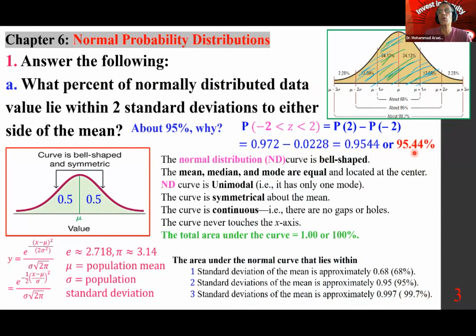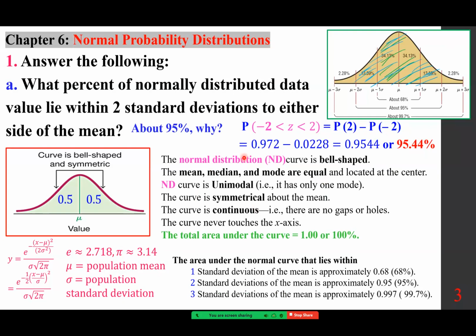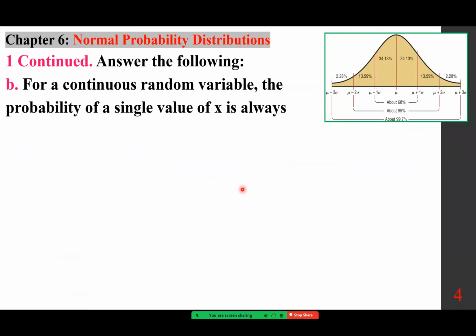It's about 95%, but more precisely, 95.44%. This comes from the Z table, in the concept of a normal distribution. So it comes from the Z table, or you can use technology to get there. Either way is fine. Let's move on.